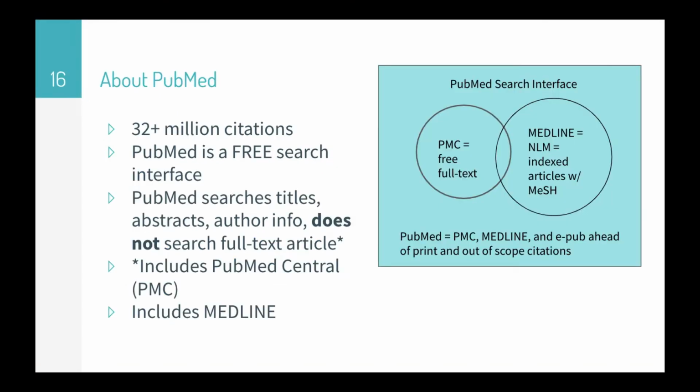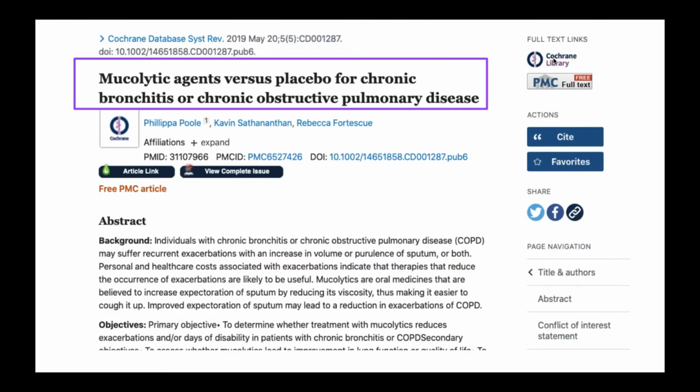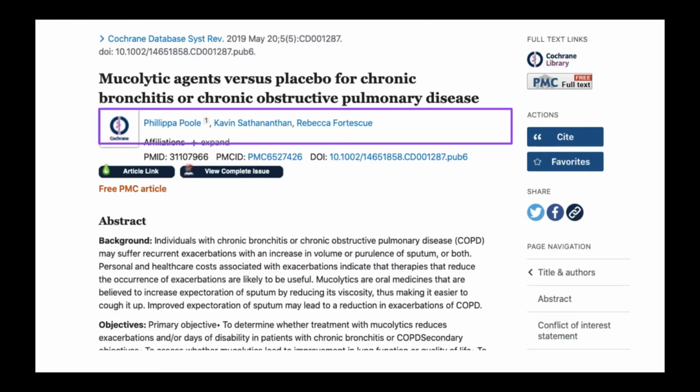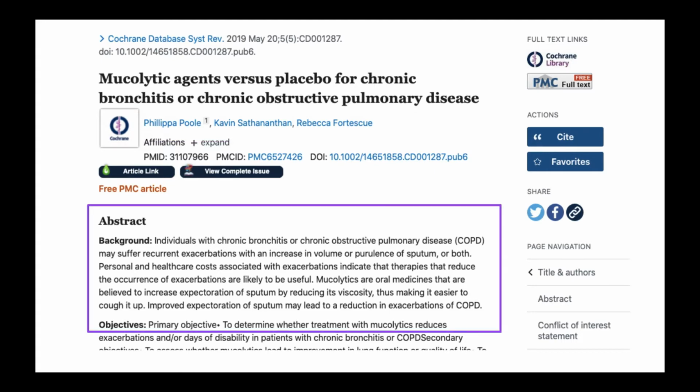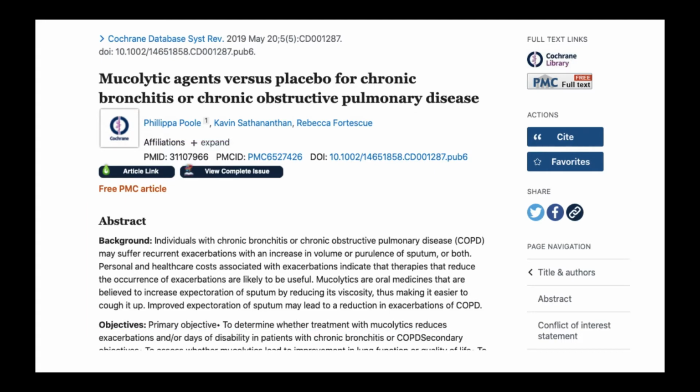So there are over 32 million citations in PubMed, and it's growing every day. PubMed is a free search interface, which means anyone can search it to find the citation information they need. And note that I said citation information. So PubMed itself doesn't contain the full text to articles unless it is PMC, PubMed Central. So PubMed only searches the titles, the abstracts, author info. It does not search the full text to the articles. So that's why the keywords you choose are really important.